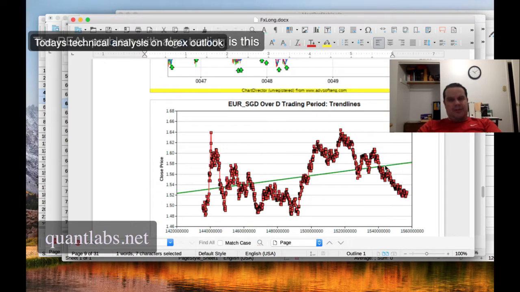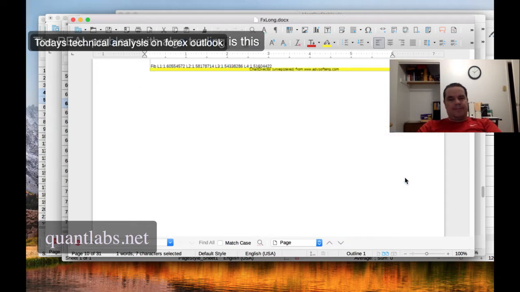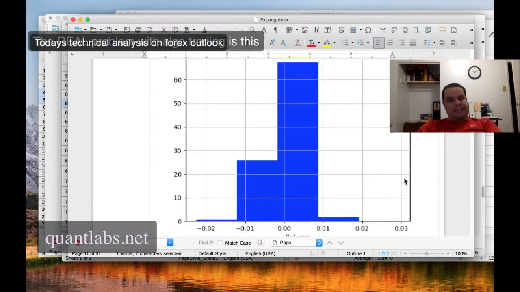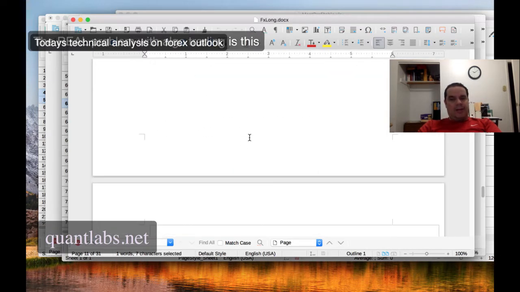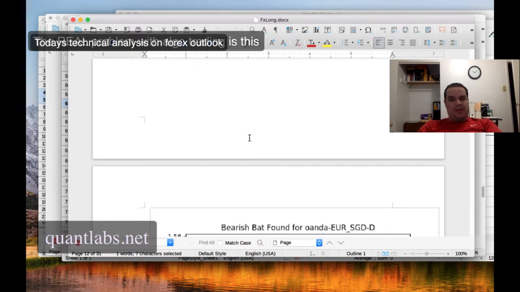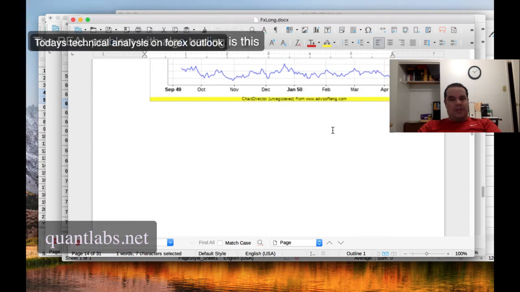Nice uptrend, but historically down below the trend lines. You can see here, from my perspective, you probably need to see that price hit the 618 level. The returns here, it's mixed. I'll just leave it at that. Bullish harmonic. We have a bearish, again, those cancel each other out. Here's an interesting bearish, bullish. So we've got two bullish candles, and one bearish candle. Depends upon when they're generated.